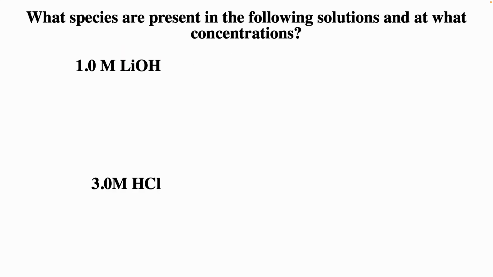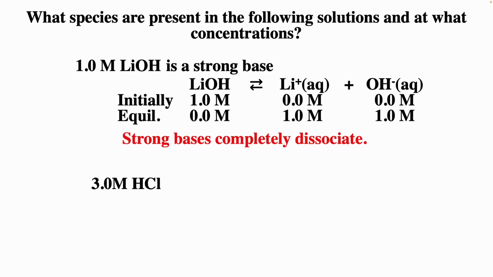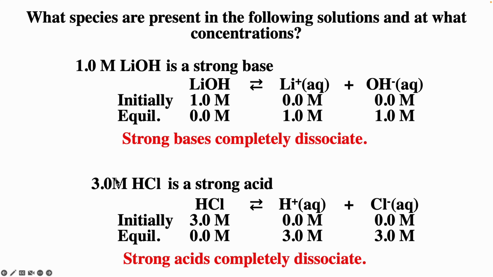So what species are present in the following solutions at what concentration? And so we should recognize lithium hydroxide is a strong base. And so it's going to be present as 1 molar lithium ions and 1 molar hydroxide ions, and you'll have 0 lithium hydroxide. HCl is a strong acid, and so 3 molar HCl is going to be 3 molar hydrogen ions, 3 molar chloride ions, and 0 HCl molecules.